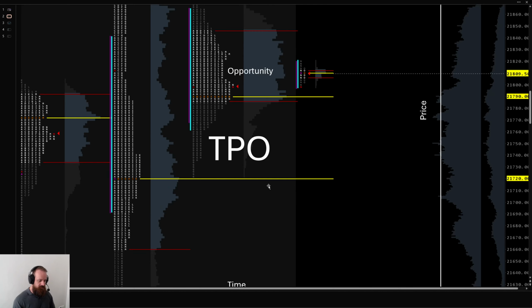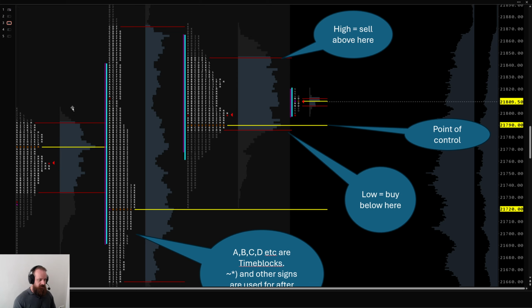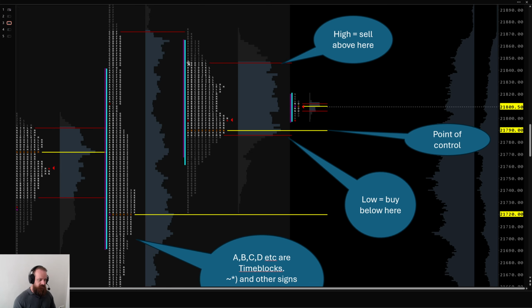So, TPO, what does it stand for? Time, price, and opportunity. So we got the time down below, we got our price on the right, and in the middle, the opportunity. Now, the first thing when we look at the TPO chart, let me scroll down, we see a lot of A, B, C, D, E, F, G. What does it stand for? What does it mean? So we have basically time blocks.